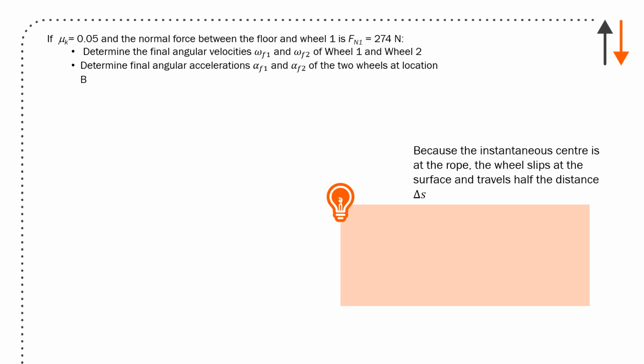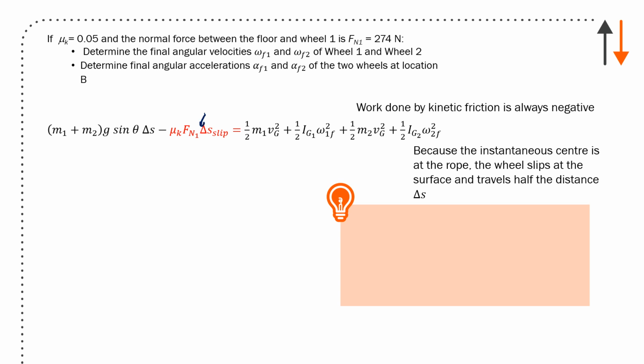That's why it's positive. Now, if mu k equals 0 and the normal force between the floor and the wheel is Fn1 equals 274 newtons, I don't have to do as much work because I'm given something, but something does change. Find the two angular velocities, find the two angular accelerations. So the only thing that's changed in my expression is this one right here, and all of the rest of the terms remain the same.